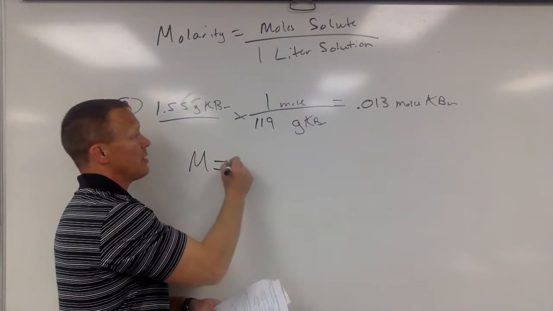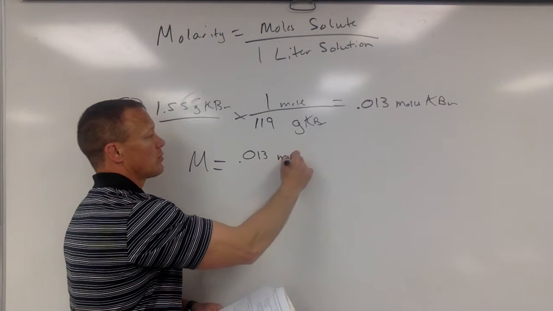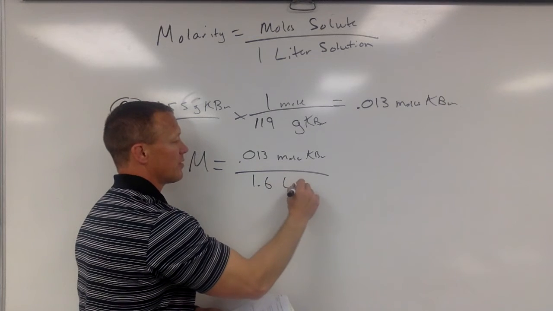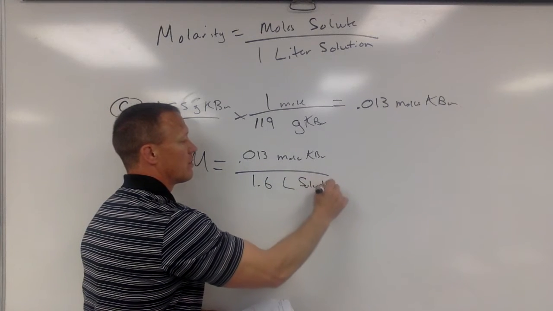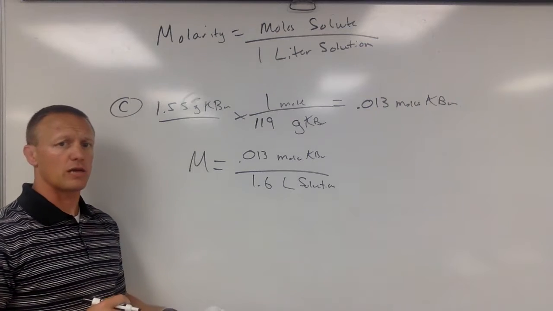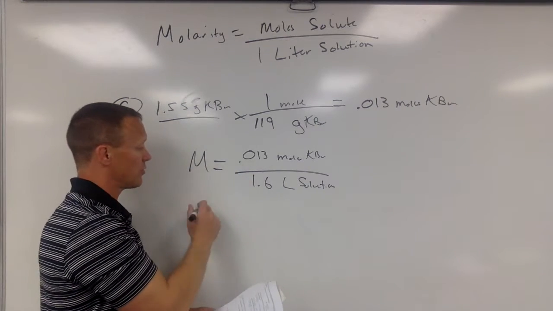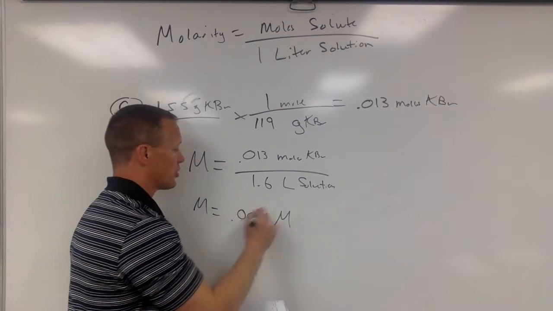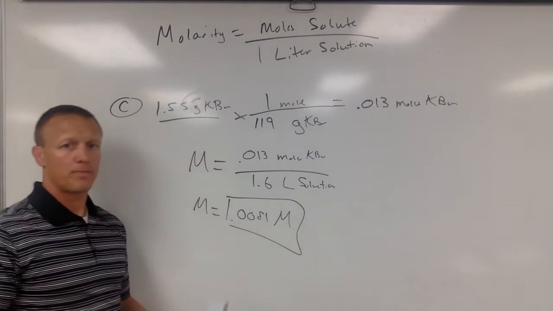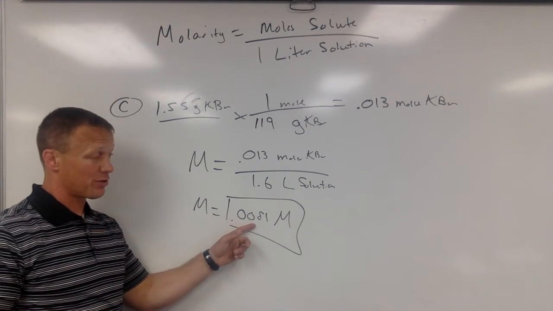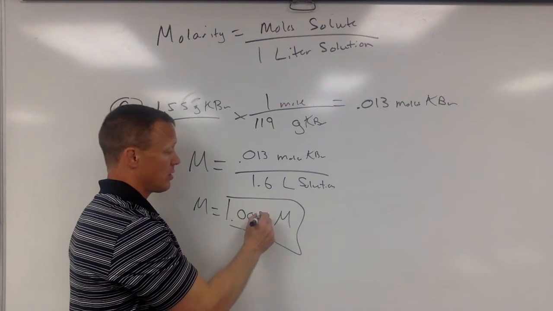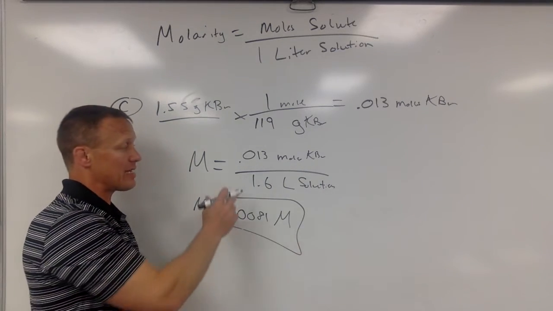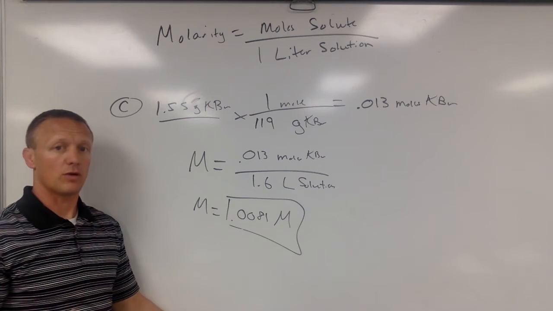So our molarity would be 0.013 moles per 1.6 liters of solution. Pretty low concentration. So divide those two, and we get a molarity of 0.0081. You can just put a big M for molar. Again, that means that there is 0.0081 moles of the potassium bromide, which is a powder, dissolved in a liter of solution, probably water.